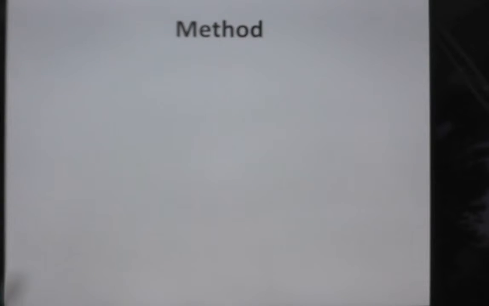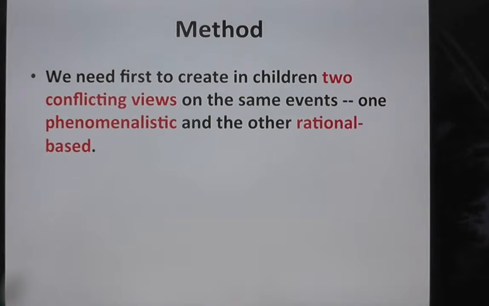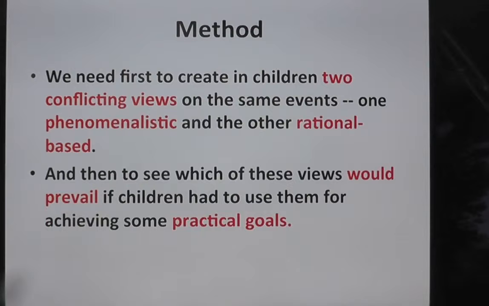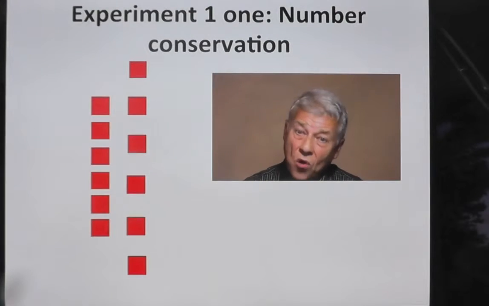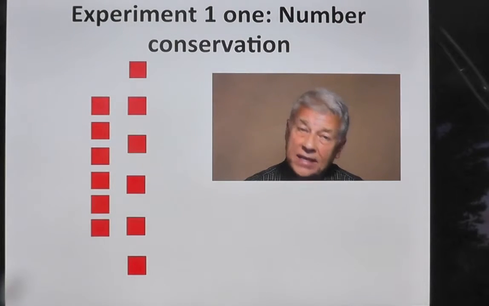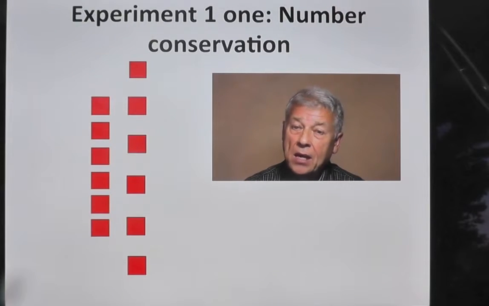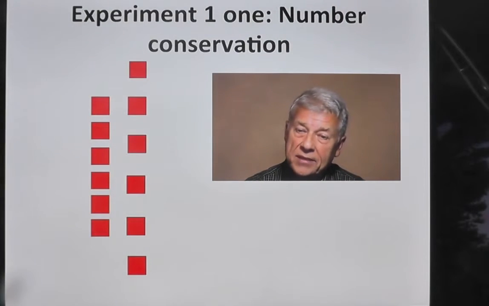In order to approach the issue empirically, we need first to create in children two conflicting views of the same events, one phenomenalistic and the other rational-based. And then to see which of these views would prevail if children had to use them for achieving some practical goals. In experiment 1, 4, 5, and 6-year-old children were presented with two rows of identical pieces of chocolate. Both rows contained the same number of pieces, but one row was twice as long as the other.